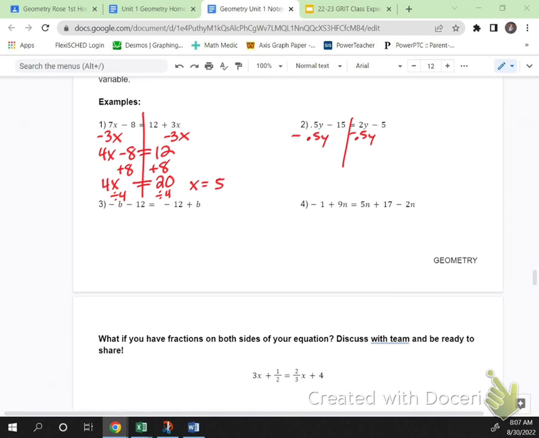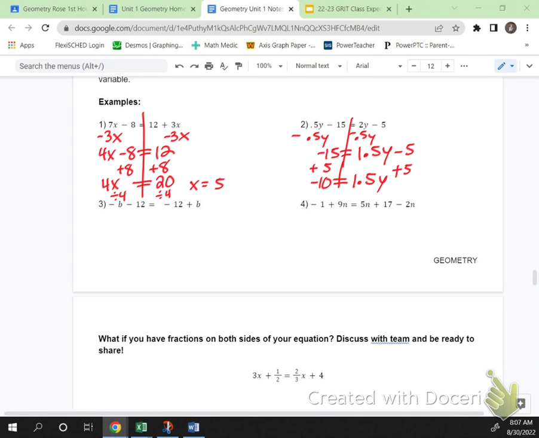2 minus 0.5 is 1.5y. We are still left with negative 15 on that side. We have 1.5y minus 5. Oh man, decimals. Now what should we do? Add 5 to both sides. Negative 10 equals 1.5y. You might want a calculator for this step.